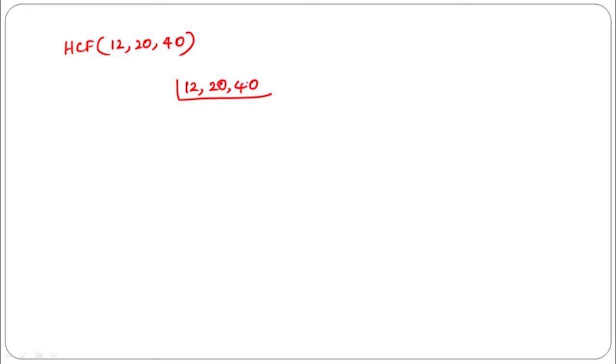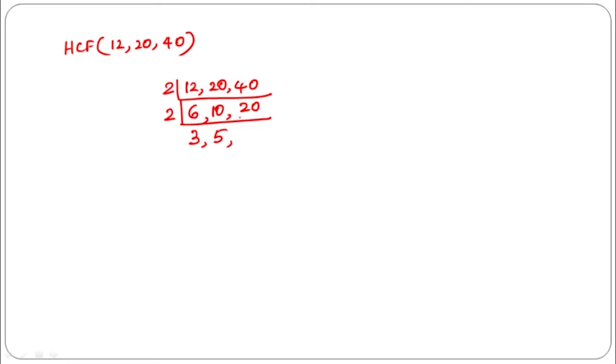In this case, I am looking at 12, 20 and 40. What is the lowest prime factor that will divide all of these three numbers exactly? It is nothing but 2. I am dividing all of these numbers by 2 and I get 6, 10 and 20. Again, which is the next lowest possible prime factor which can divide all of these three numbers? That is nothing but 2 again. So, you will get 3, 5 and 10.